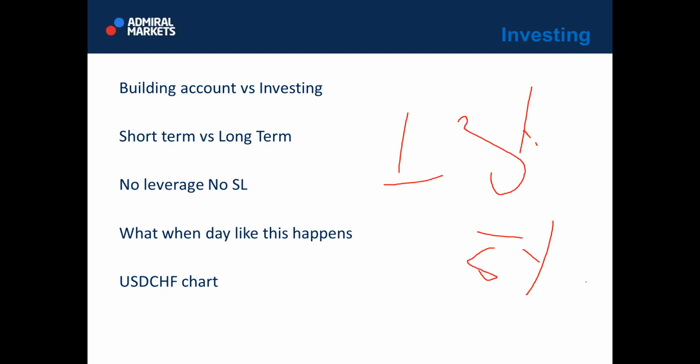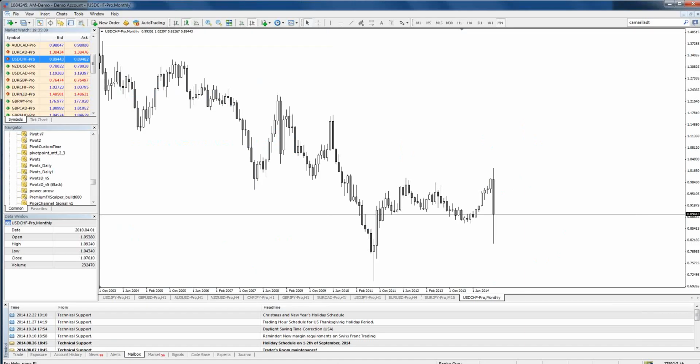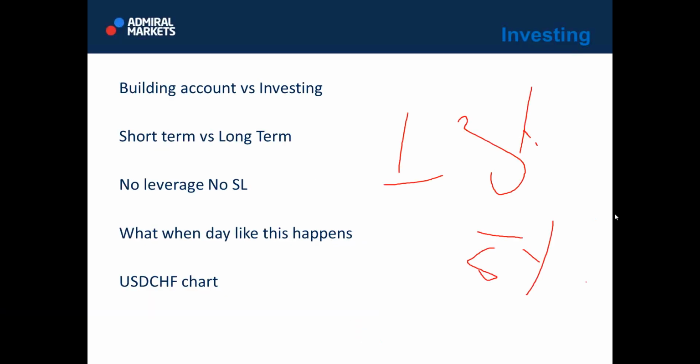And what when a day like this happens? What then? Then you should cry, definitely, because this was the price of, look at this date here. The candle was 1st of September 2011. Some people lost their 3-year investment only in a single minute.